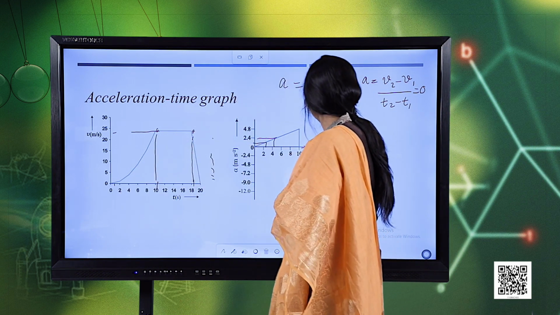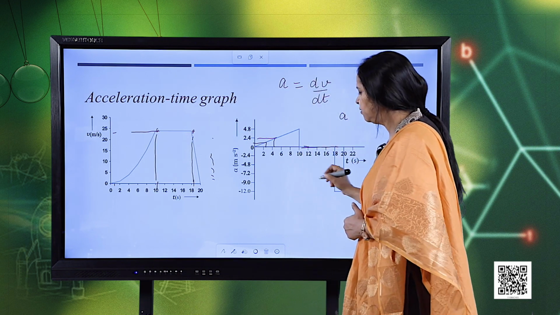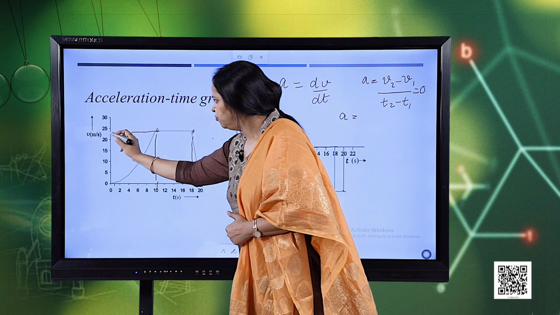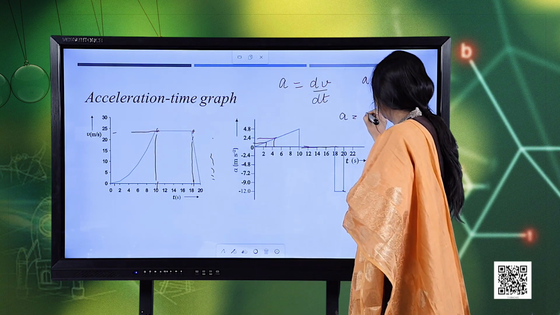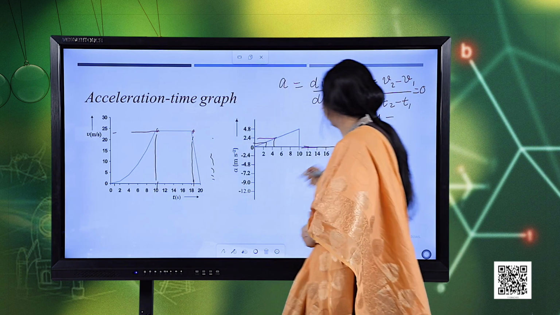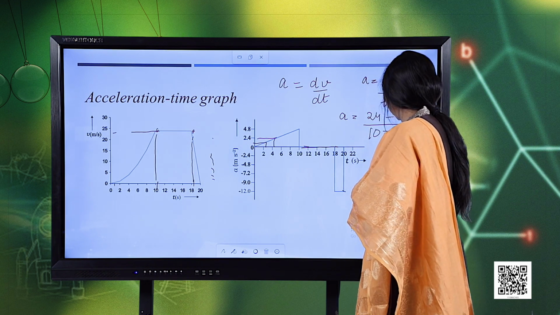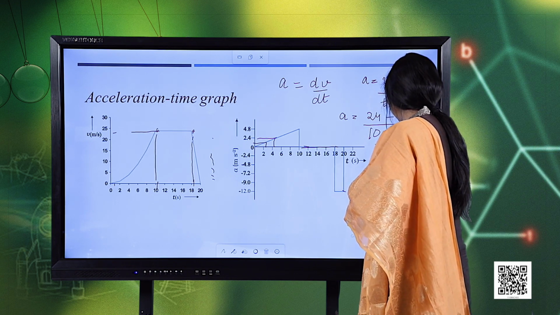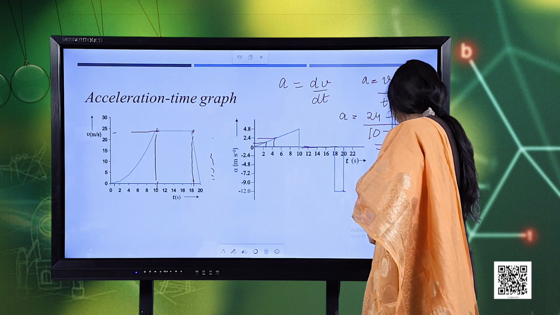So, let us find out the average acceleration for this region between 0 to 10 second. The average acceleration will be, with V2 let us say 24 meter per second, 24 minus its initial velocity 0, upon time 10 minus 0. So, we get 24 by 10, that is equal to 2.4 meter per second square.